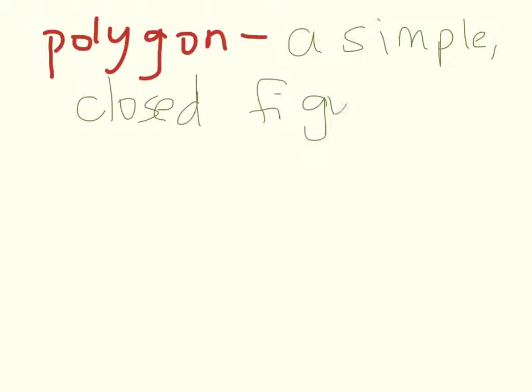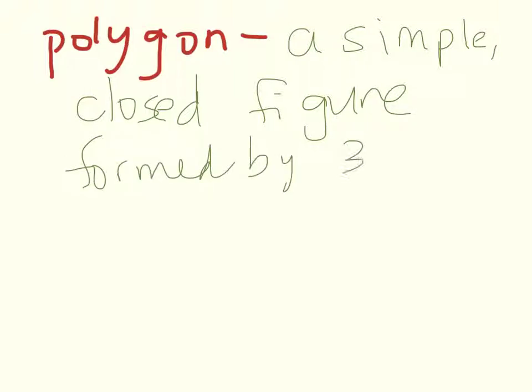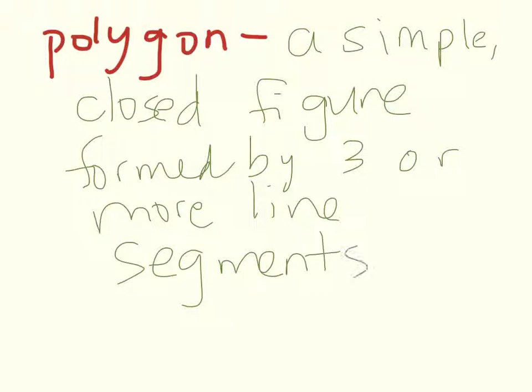So the definition of a polygon is a simple, closed figure formed by three or more line segments, or what we usually call the sides. As you probably know, poly means many, so it's just something with many sides, and it has to have at least three. If it only has two sides, it doesn't form a shape.